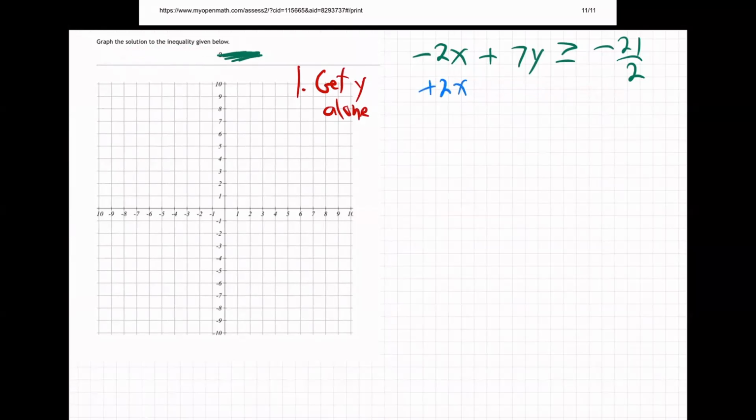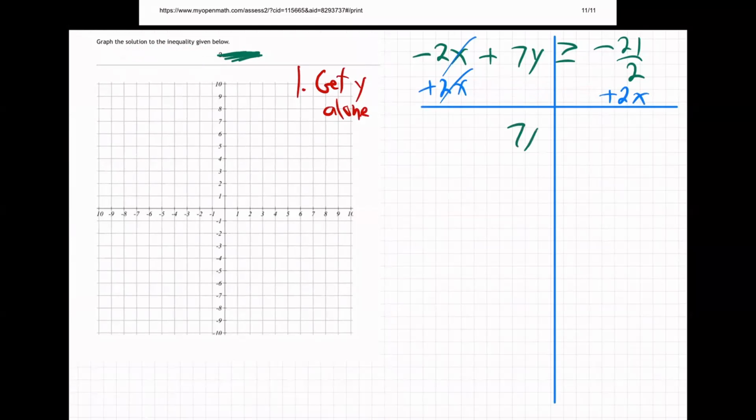So first off, I'm going to add 2x to both sides. Here's the wall of separation. So add 2x to both sides. And we get 7y greater than or equal to 2x minus 21 halves, right? Okay. So now what are we supposed to do? We're trying to get y alone. And so we need to divide through by 7, don't we?